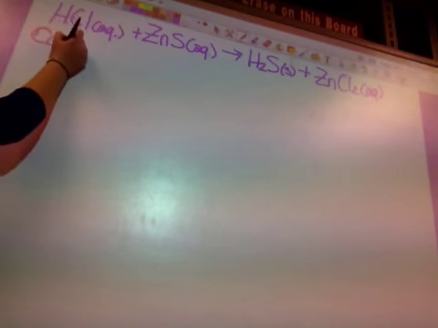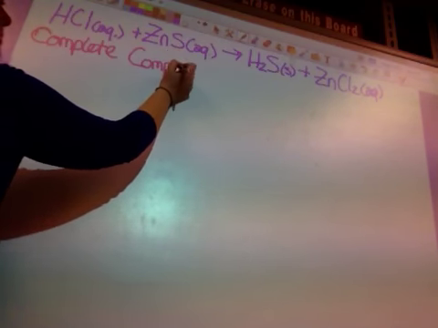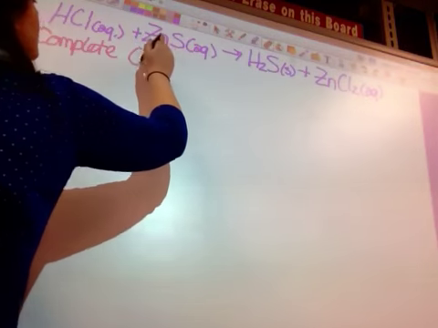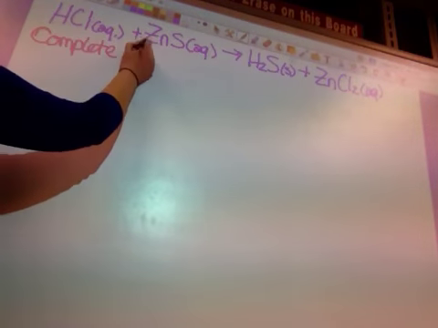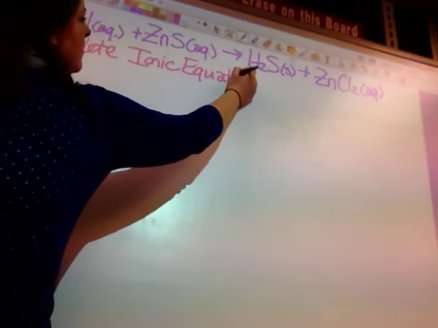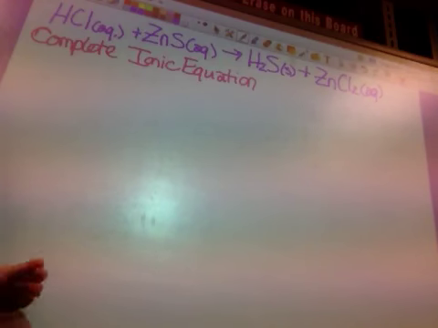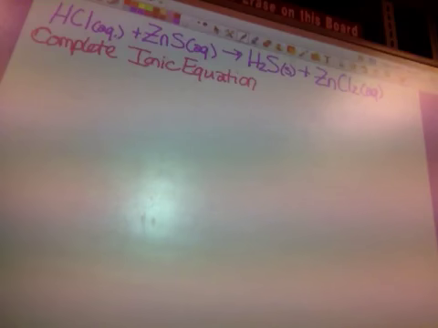So our first step now is to write the complete ionic equation. Okay, so remember that writing the complete ionic equation means that I'm going to take all of my aqueous solutions and separate them into ions. So remember, I can't separate solids, liquids, or gases. Any aqueous solution I can separate, but any solids, liquids, or gases, I can't touch them, I've got to leave them alone.